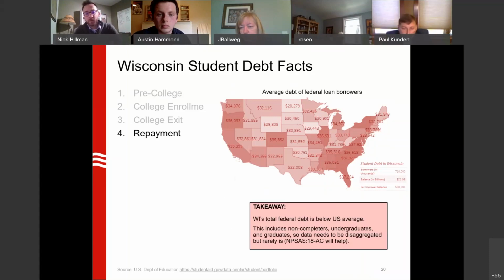And there's going to be a federal resource coming out soon that's going to allow us to look at state-specific samples so we can dig into that number, I think, even further. It's called the NPSAS survey. And so more data are to come, but the point here is that this is an average number, and there's a lot happening around the average.